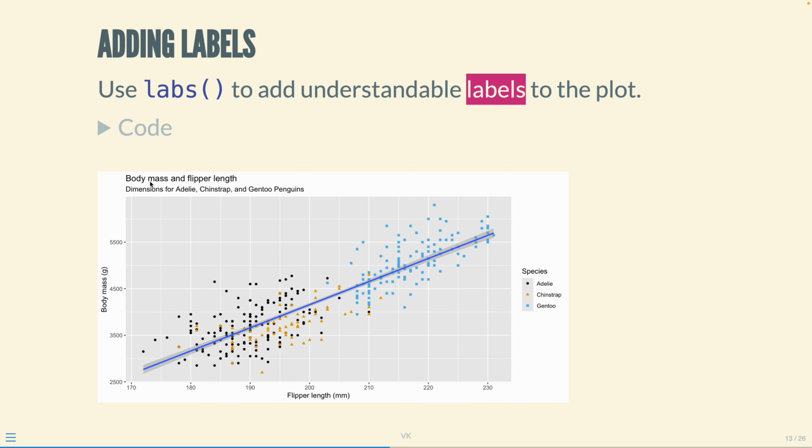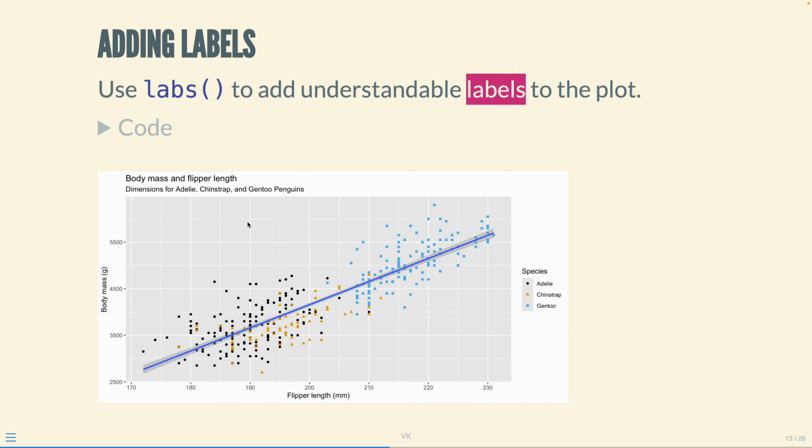So maybe you want this to be body mass and flipper length. That's what we're talking about. And then the subtitle can give somebody more information about what is going on. So this is telling you that these are dimensions for the Adelie, Chinstrap, and Gentoo penguins. And this nice legend also tells us which one is which.